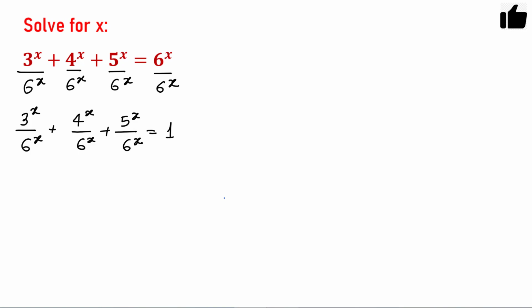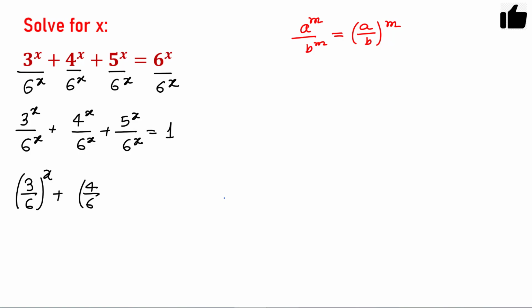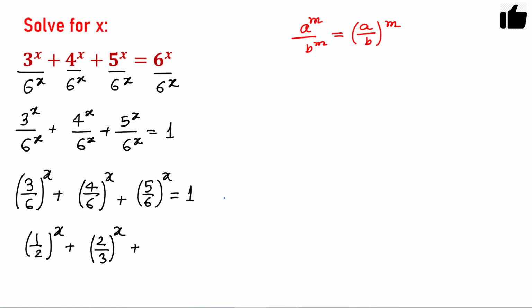Now you can use rules of power, that is, if you have a raised to the power m divided by b raised to the power m, this can be written as (a by b) raised to the power m. So if I use this rule, I can write this as (3 by 6) raised to the power x plus (4 by 6) raised to the power x plus (5 by 6) raised to the power x. I can further simplify. This becomes 1 by 2, and this becomes 2 by 3, and this will remain as it is, that is 5 by 6 raised to the power x is equal to 1.